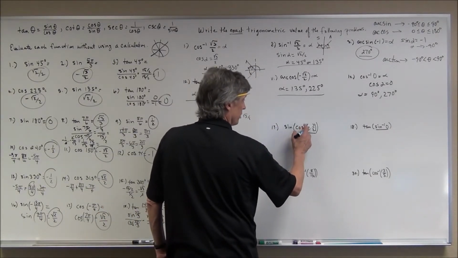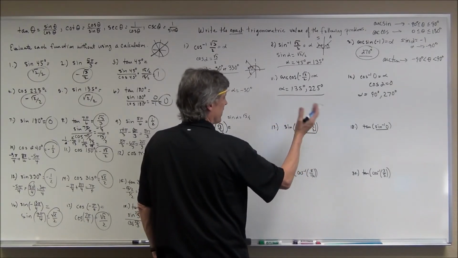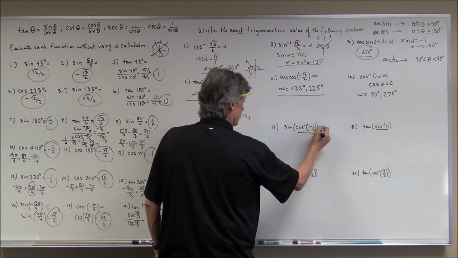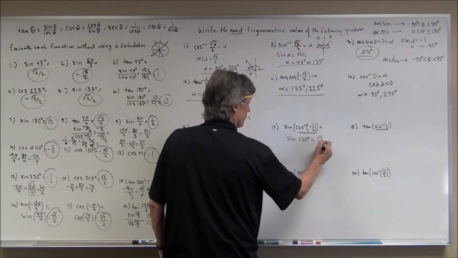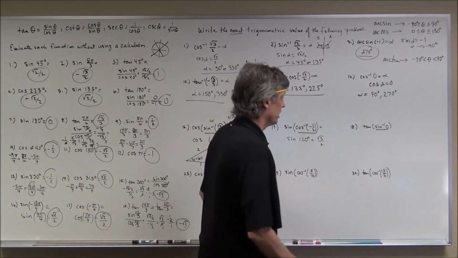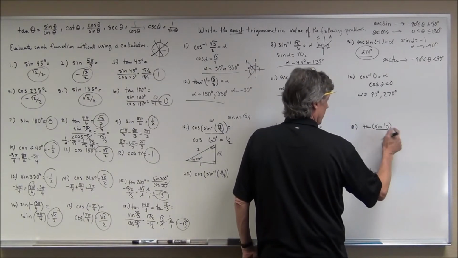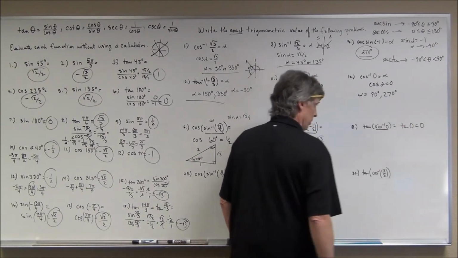What is the inverse cosine of negative 1/2? Second quadrant. Negative 1/2 would be 120 degrees. So this is saying, what's the sine of 120 degrees? Well, that's the square root of 3 over 2. What's the inverse sine of 0? Because I'm going to take the tangent of it. Well, the inverse sine of 0 is 0. So I'm taking the tangent of 0, and that's 0.